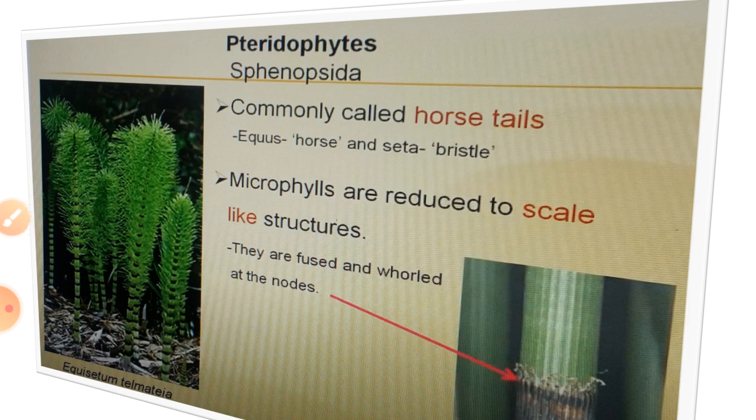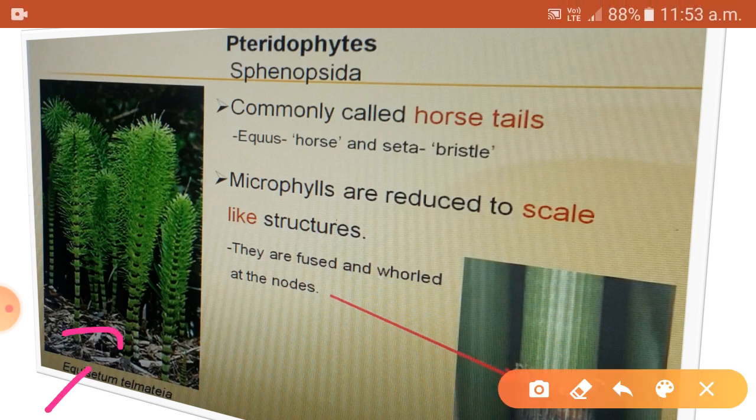Equisetum is a common example of this class. They are commonly called horsetails. The name horsetail is given because the branches of Equisetum somewhat resemble a horse's tail. You can see here in the image it is clearly shown. Even the scientific name Equisetum is derived from the Latin words equus meaning horse and setae meaning bristle.